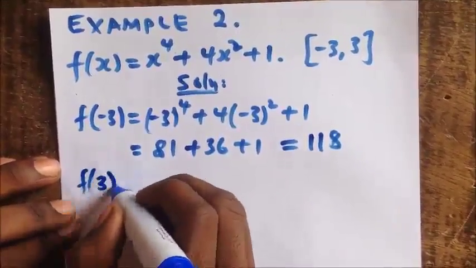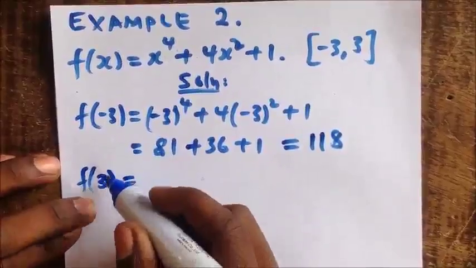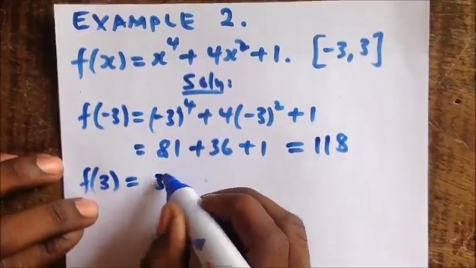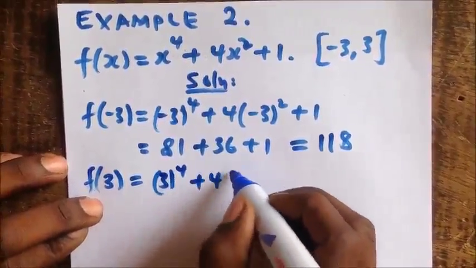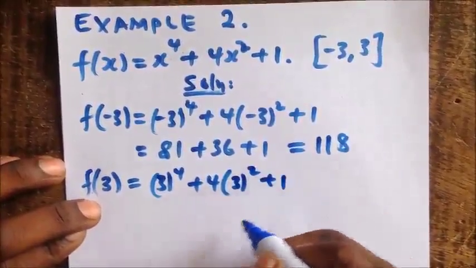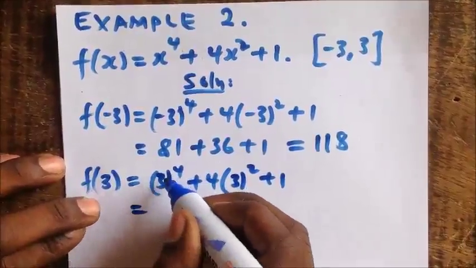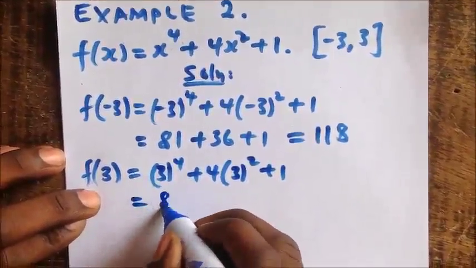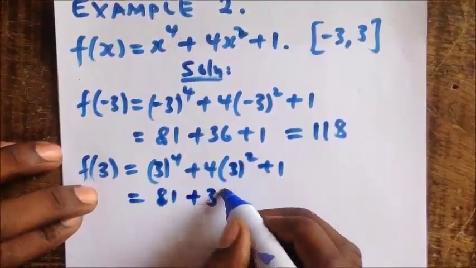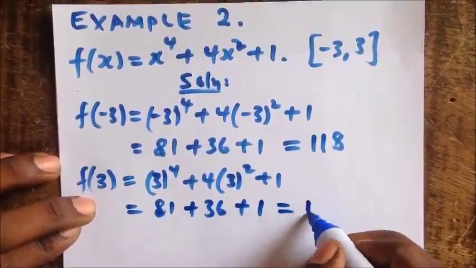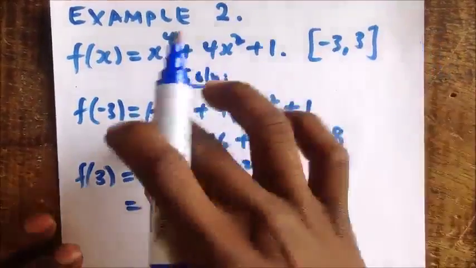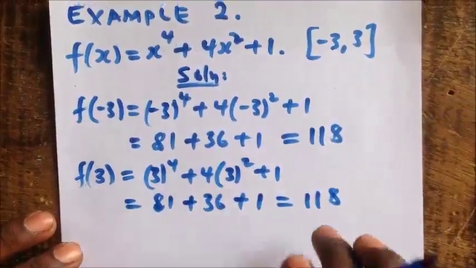Then f of b. Our b is positive 3, which is equal to, anywhere we have x from the given function, we should now replace it with positive 3. X to the power of 4, which is now 3 to the power of 4, plus 4 into x squared, and our x here is 3 to the power of 2 plus 1. This is equal to 3 to the power of 4, 81. 3 squared, 9. 9 multiplied by 4, 36. Plus 1, which is equal to 118. Therefore, f of b is equal to f of a. F of a is equal to 118, and f of b is equal to 118.